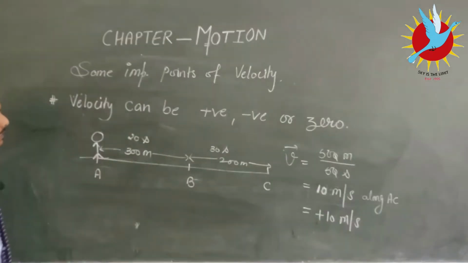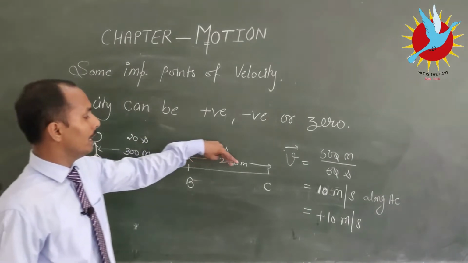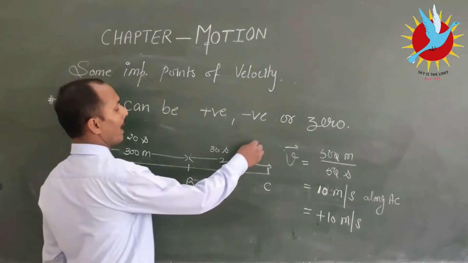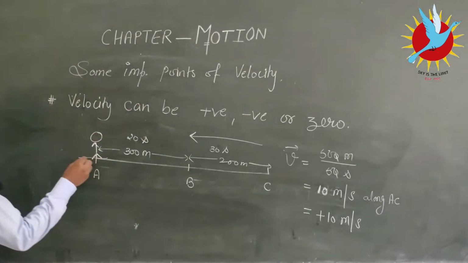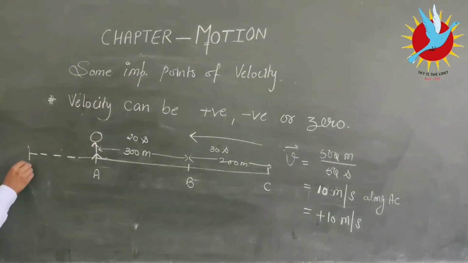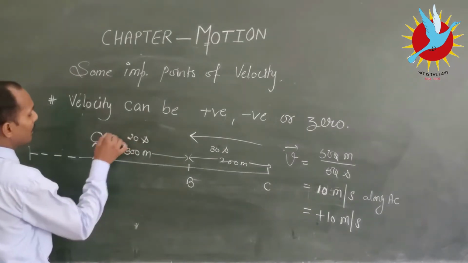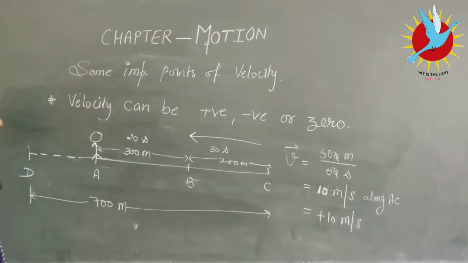Take this example again. Suppose a person moves along a straight line and covers 300 meters, and after crossing B it reaches point C, then it turns back. It turns back and follows the same path, and reaches point D, which is 700 meters from C. Then the question is: what is its displacement?